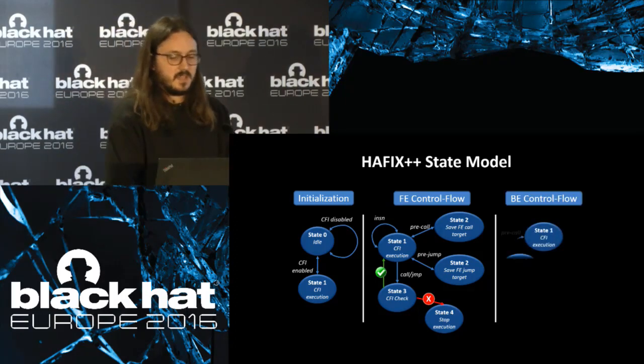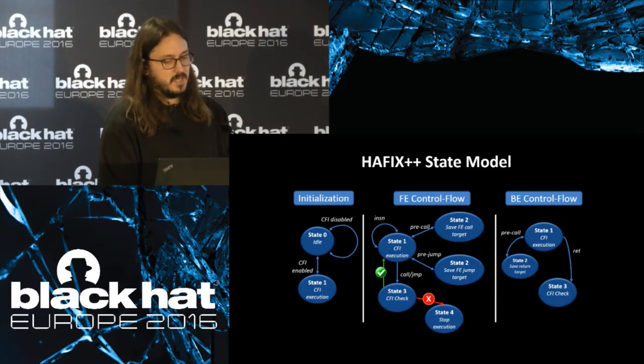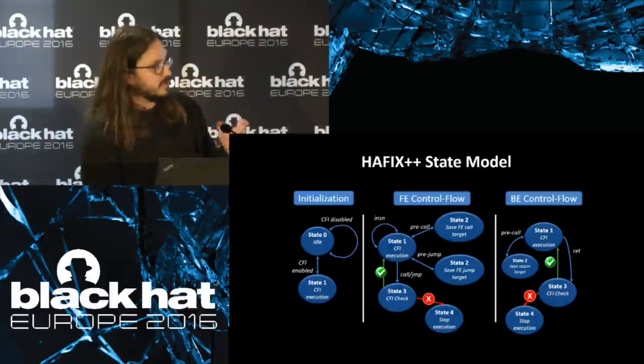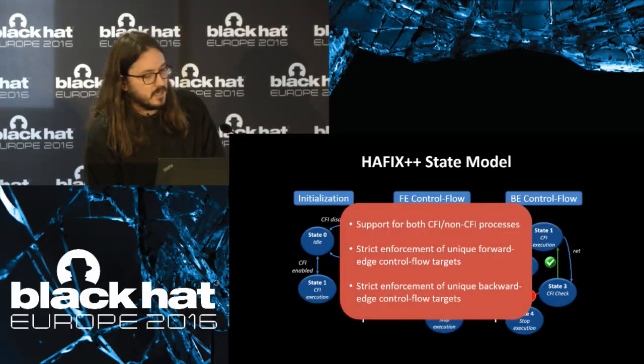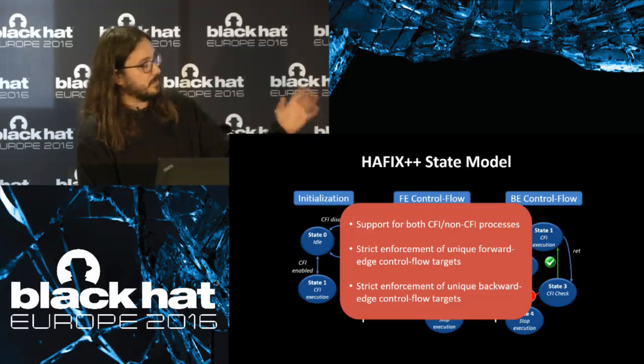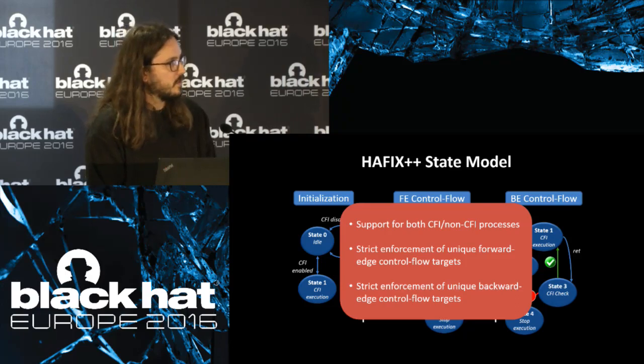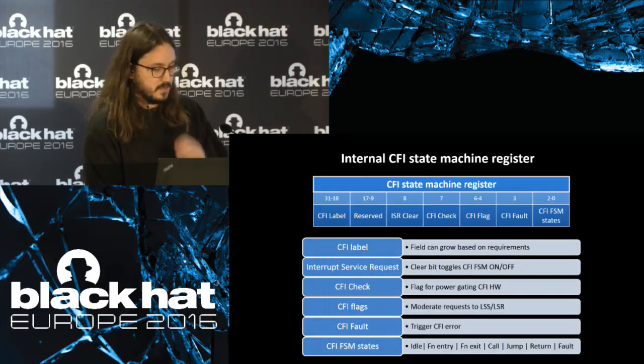The same thing can be said for the backward edge CFI policy, which handles returns. Again, we're going to trap, otherwise we're going to continue if the label state checking matches. Again, this offers support for both CFI and non-CFI processes and strict enforcement of unique forward edge and backward edge control flow targets.